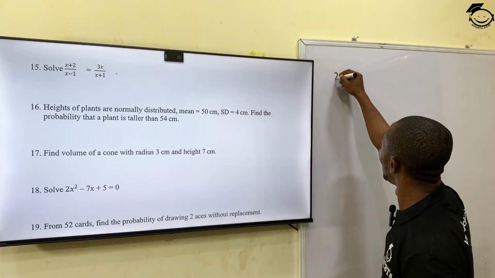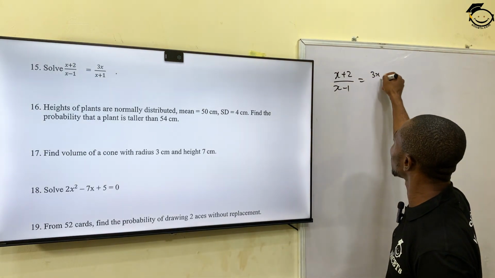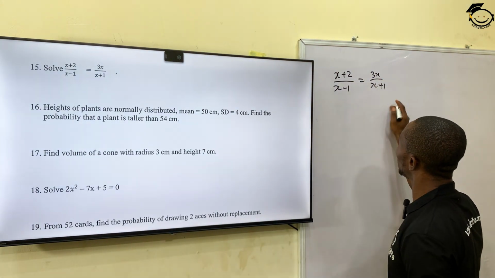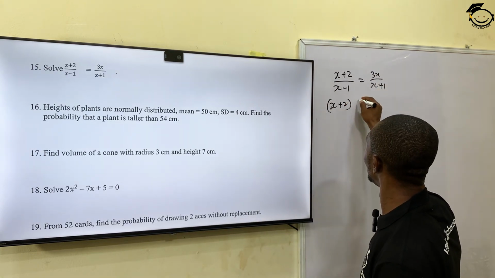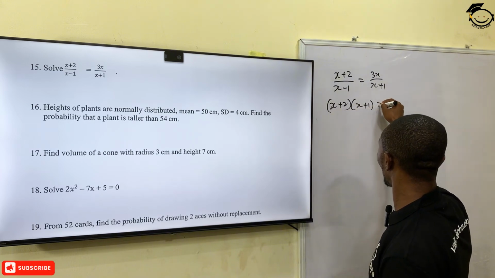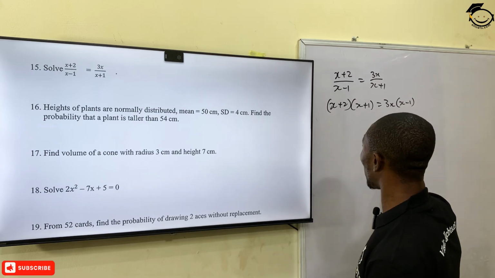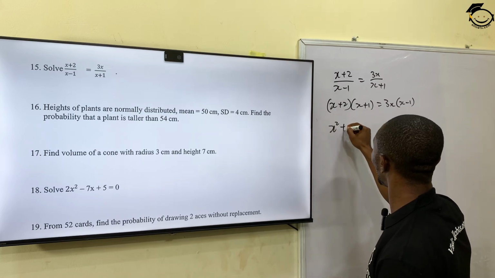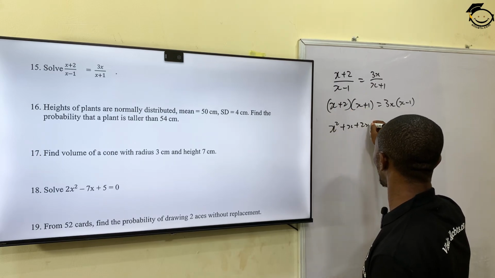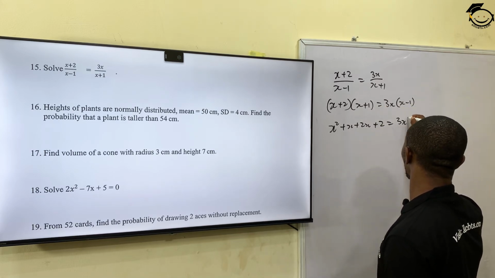Solve x plus 2 all over x minus 1 equals 3x over x plus 1. Now in solving this, we'll first of all cross multiply. This becomes x plus 2, x plus 1 equals 3x bracket x minus 1. Now expanding our brackets, x times x will give us x squared, x plus 1 plus x plus 2x plus 2 equals 3x squared minus 3x.